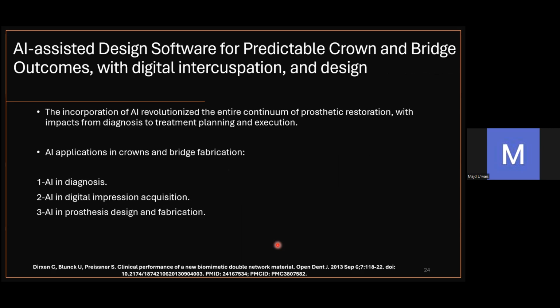Next topic, the artificial intelligence. Artificial intelligence technology has impacted the process of prosthetic restoration from treatment planning and diagnosis to fabrication process. And in this regard, we have the application of artificial intelligence in diagnosis, digital impression acquisition, and in prosthesis design and fabrication. Let's talk about the applications.